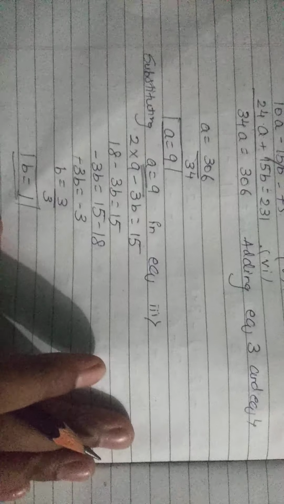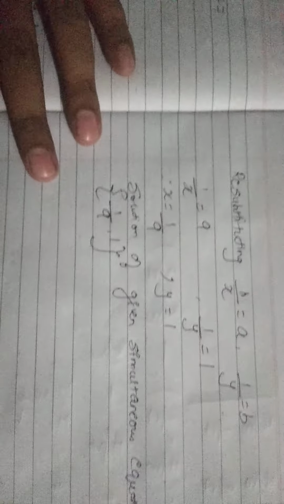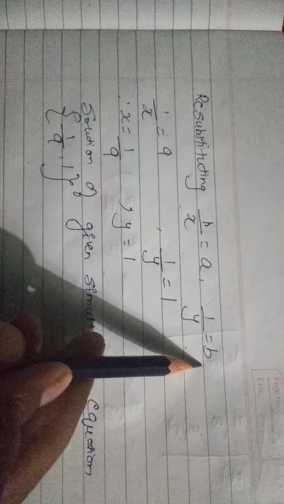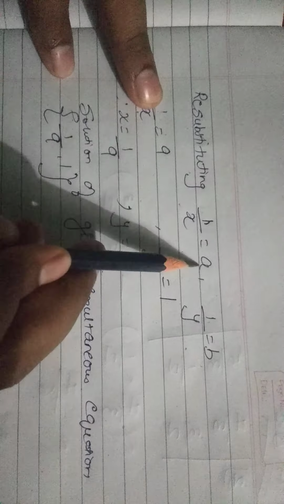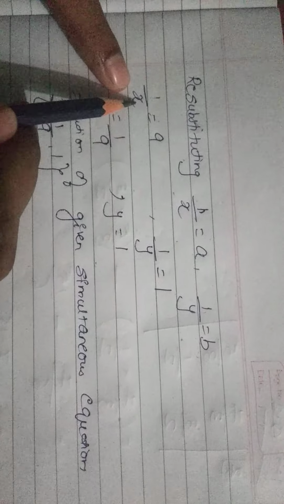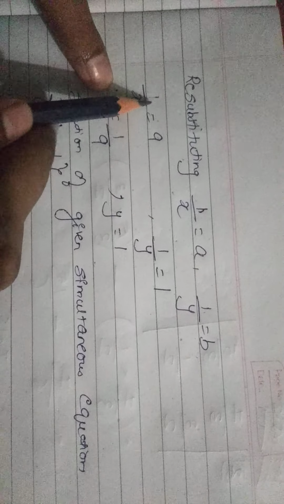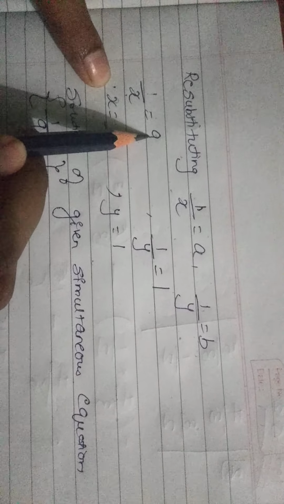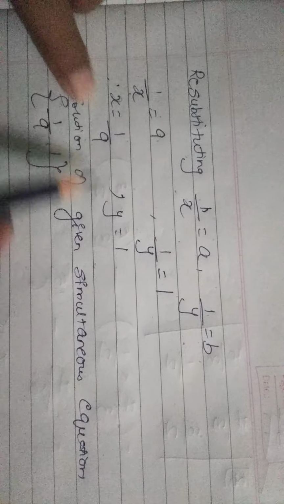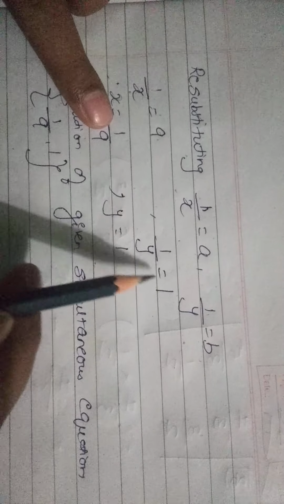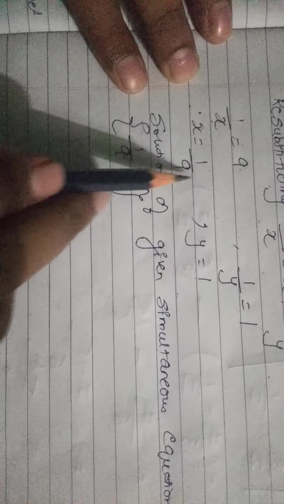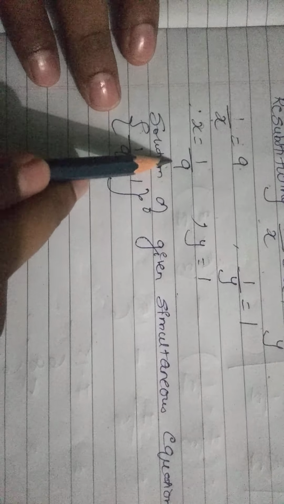Now I will resubstitute, 1 upon x equals a and 1 upon y equals b. So 1 upon x, the a value is what? 9. The b value is what? 1. So this 9 will come over here and this x over here, so x equals 1 upon 9, and y equals 1 upon 1 equals 1. So the solution set is what? x equals 1 upon 9 and y equals 1.